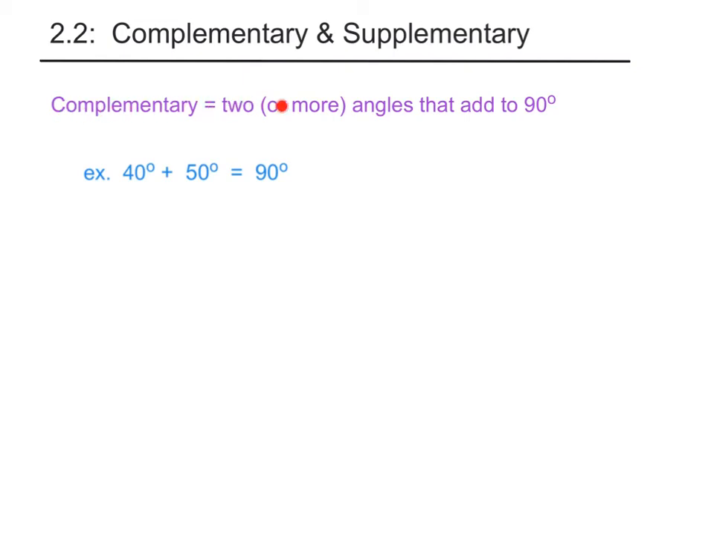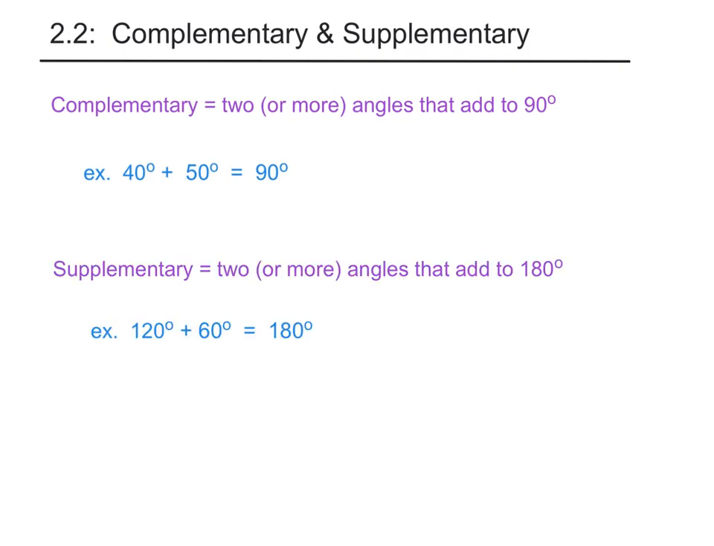Okay, so complementary angles are two, sometimes it's more, but typically it's going to be two angles that add to 90 degrees. So a quick example: 40 plus 50 adds to 90, therefore 40 and 50 are complementary angles. Okay, using that same logic, supplementary are, again, typically two angles, it could be more, but two angles that add to 180 degrees. So a quick example, 120 plus 60 is 180, therefore 120 and 60 are supplementary angles.